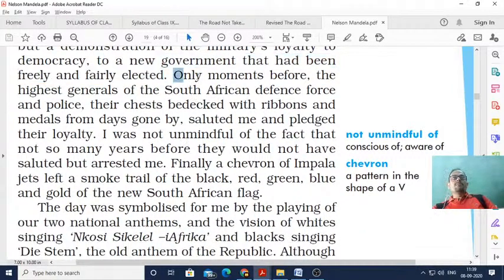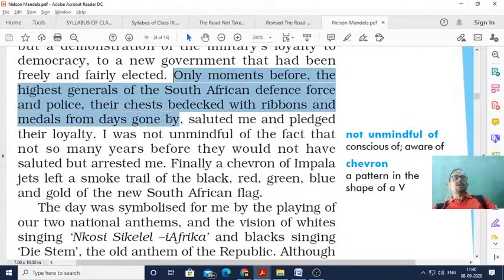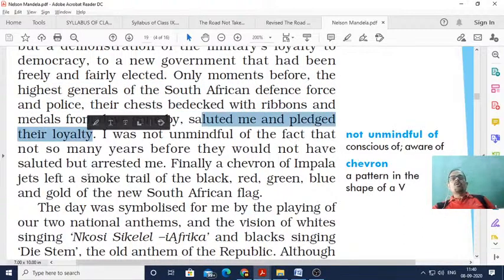Then only moments before, the highest generals of the South African Defence Force and Police, their chests bedecked with ribbons and medals from days gone by. All the South African Defence Force also came, police came, and their chests were bedecked, means their chests were decorated with ribbons, medals and all this. Saluted me and pledged their loyalty. They all saluted Nelson Mandela because he was the newly elected black president.